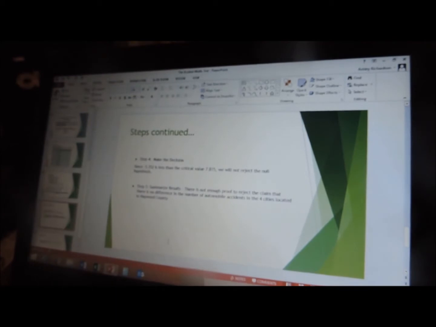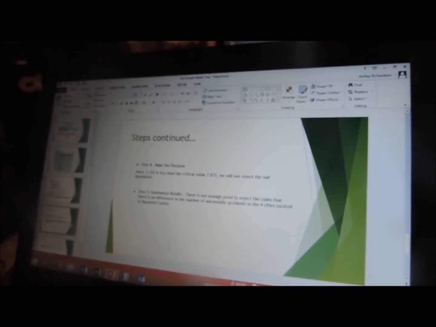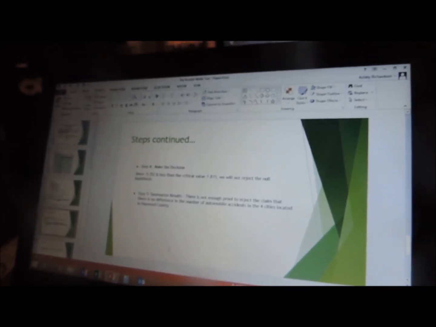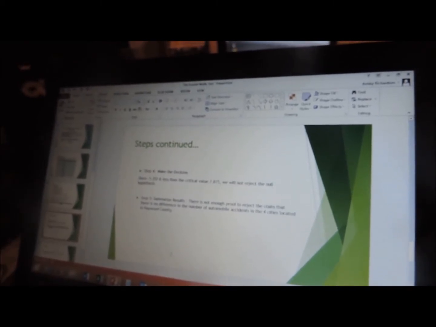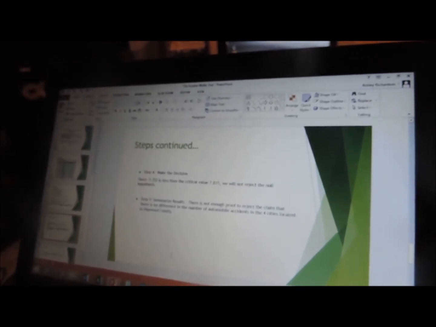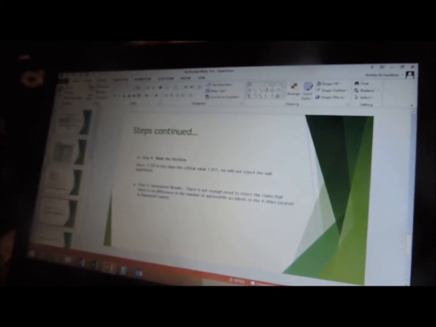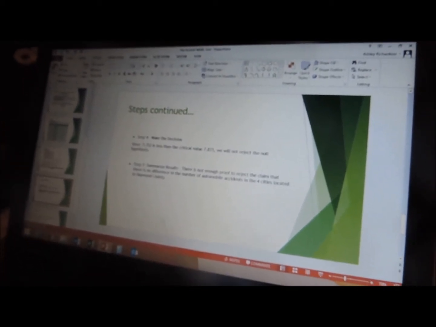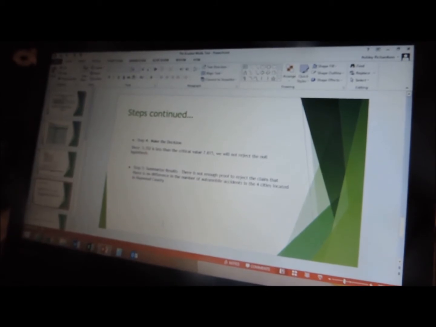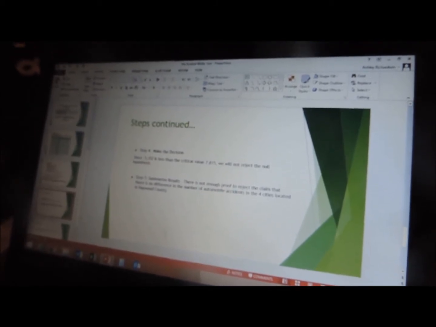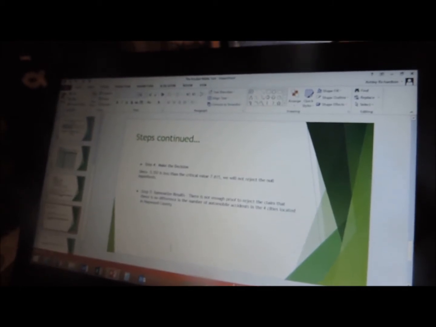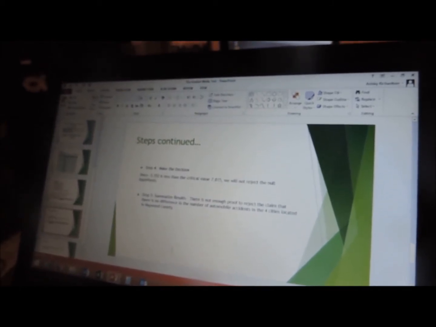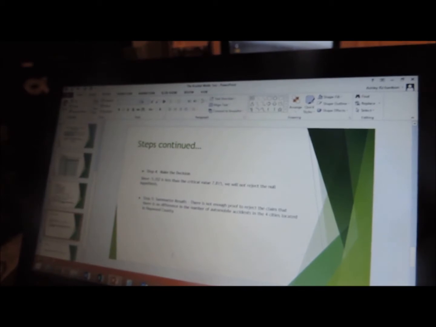We're almost finished. Step 4, it's time to make the decision. Since negative 5.352 is less than the critical value of 7.815, we will not reject the null hypothesis. Step 5 is time to summarize our results. There is not enough proof to reject the claim that there is no difference in the number of automobile accidents in the 4 cities located in Haywood County.